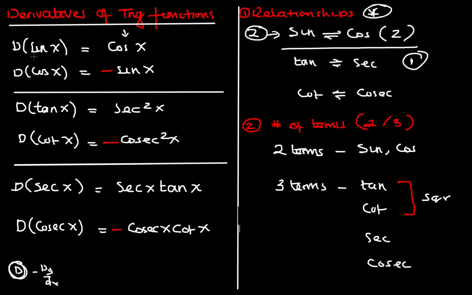What do I mean? It's going to have sine and then it's going to have cosine only. It will not have another term here. So if I'm looking at the derivative of sine, I need to expect that it's only got one, which is cosine. If I do cosine, it's only going to have one, which is sine.